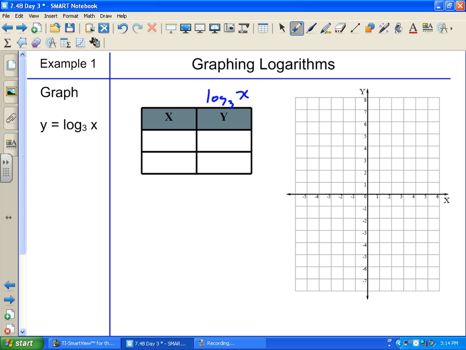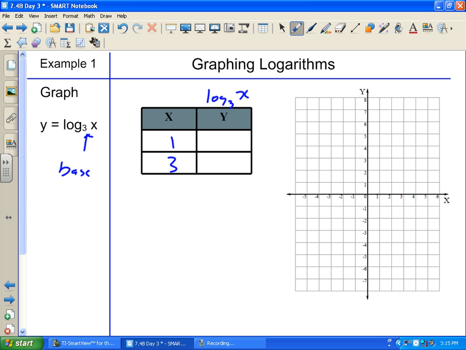The values you will pick for x will always be 1, and then whatever your base is. You only need 2 coordinates to graph logs. Again, the x coordinates will be 1, and then whatever your base is.